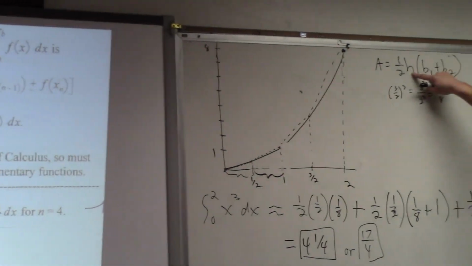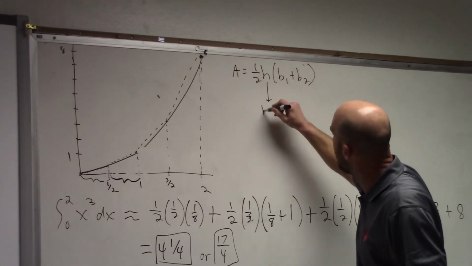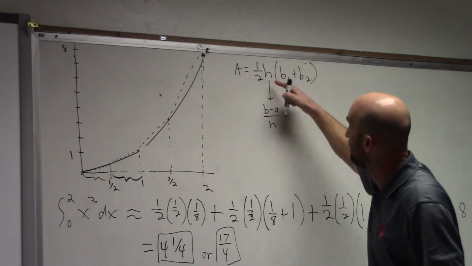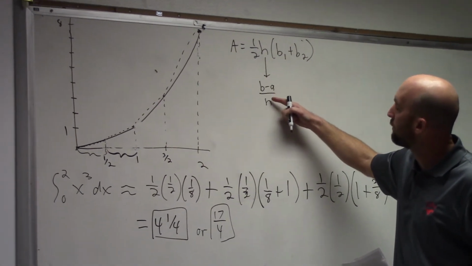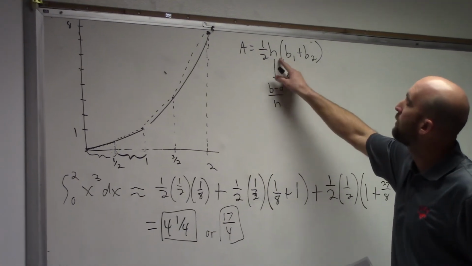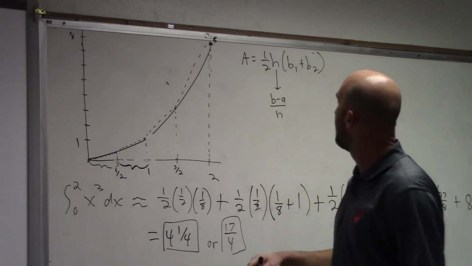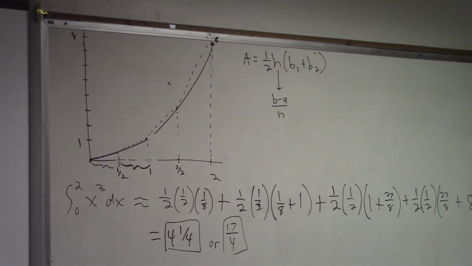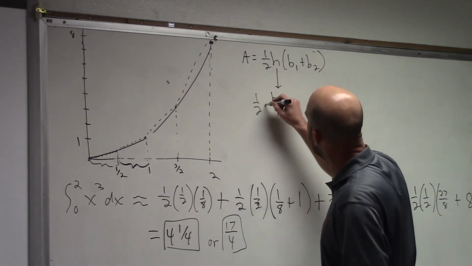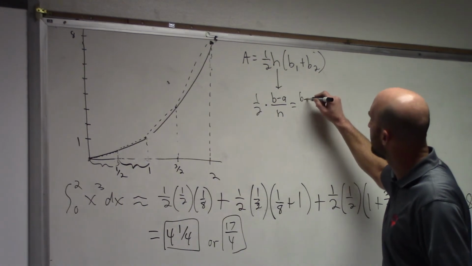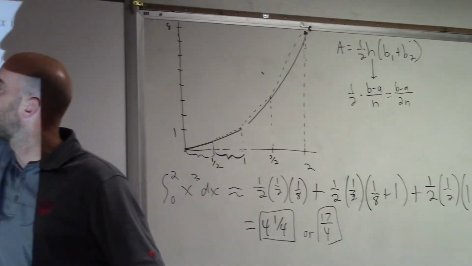This H was found by doing B minus A over N. It just happened to be 1/2 for this problem. We got a 1/2, and if you times it by the 1/2 that is already present in the trapezoid formula, you would get 1/4. Or better yet, think of it this way: this formula times this 1/2, 1 times B minus A is B minus A, and 2 times N is 2N. That's where this comes from.